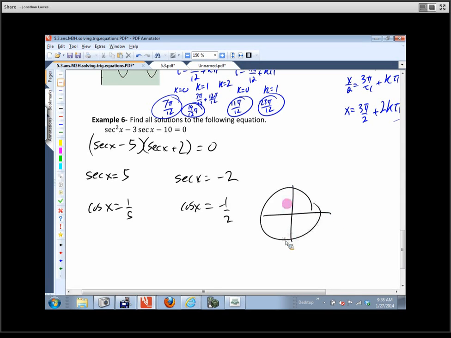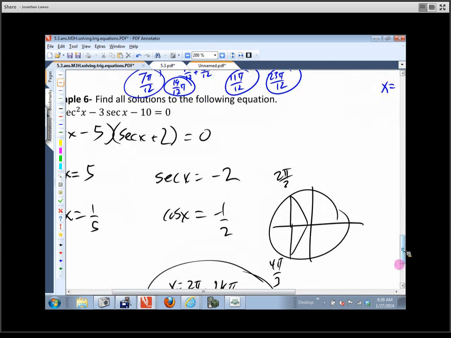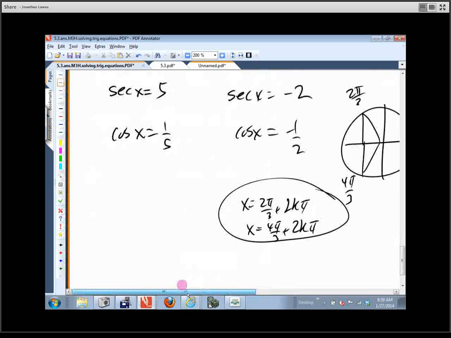Didn't we do one like this a second ago? Didn't we actually solve this very one? And didn't we end up with 2π/3, 4π/3, and so we wrote down the answer sets, x equals 2π/3 plus 2kπ, and x equals 4π/3 plus 2kπ, right? We solved that one at the beginning. What about this one?